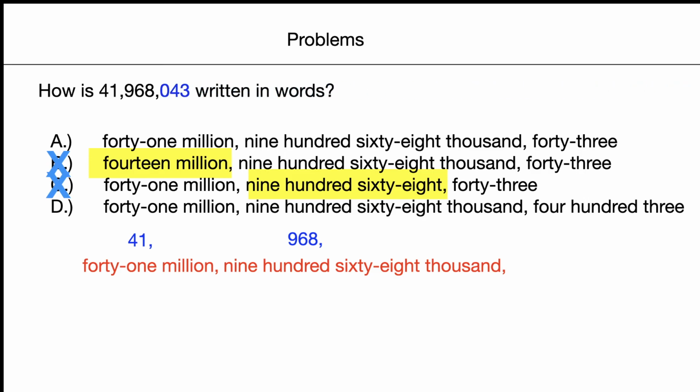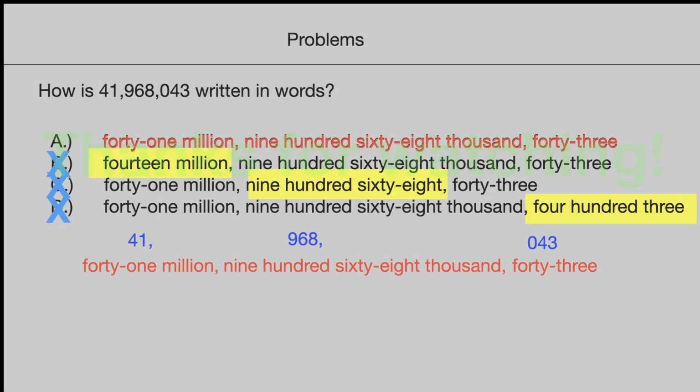And finally, the 43 should just say 43. So when I look at A and D, I notice that D has 403, and we're not supposed to have any 100 in that number. So our answer would be A, 41,968,043.